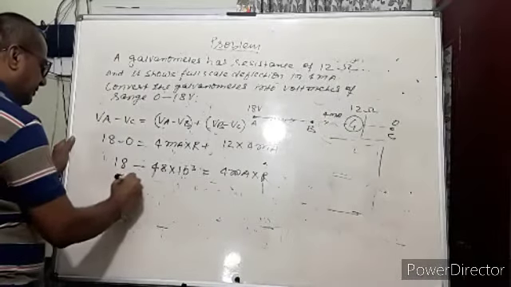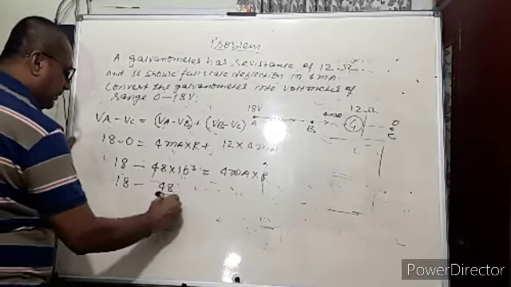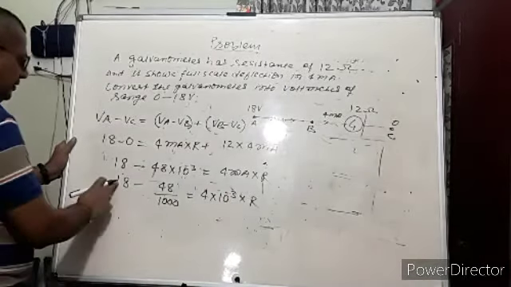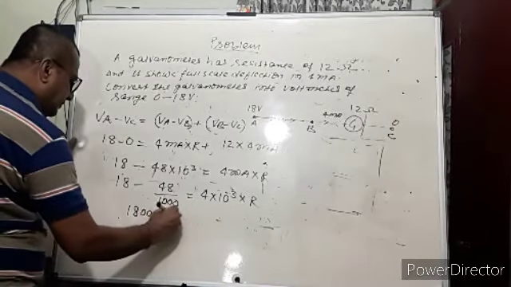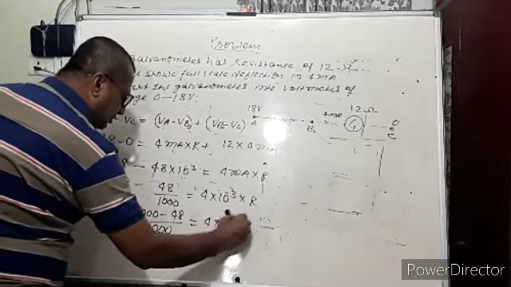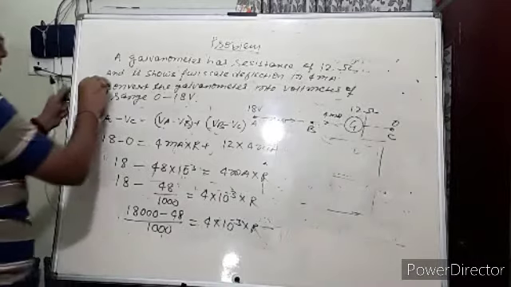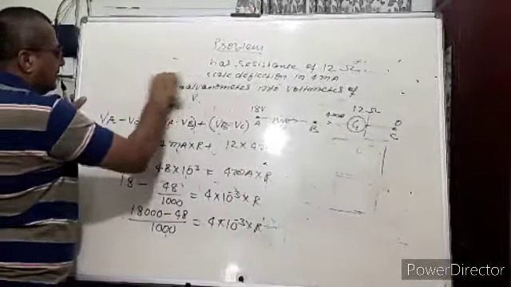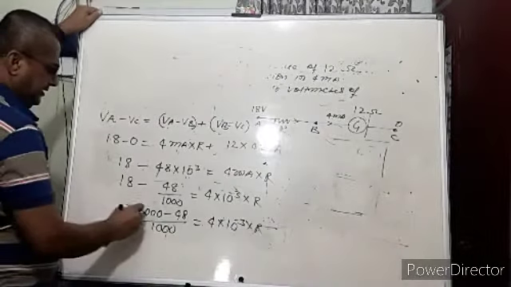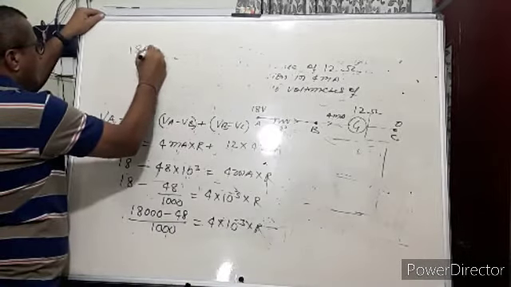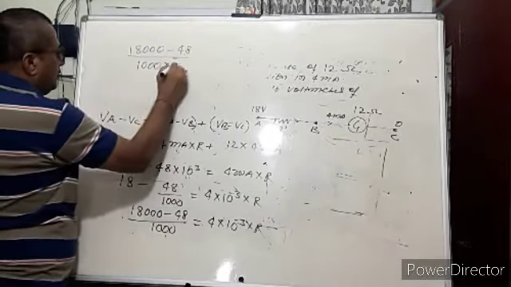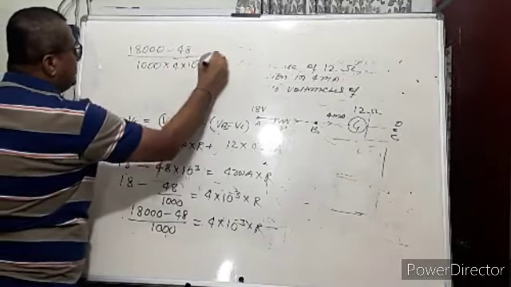This can be written as 18 minus 48 by 1000 is equal to 4 milliampere, 4 into 10 to the power minus 3 into R. This will be 18,000 minus 48 divided by 1000 is equal to 4 into 10 to the power minus 3 into R. Now it can be calculated as 18,000 minus 48 divided by 1000 into 4 into 10 to the power minus 3 is equal to R.